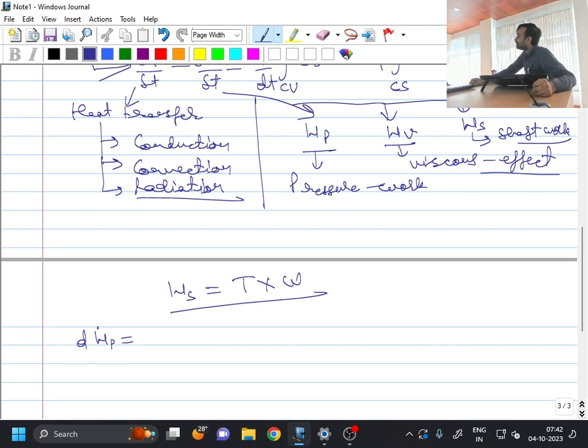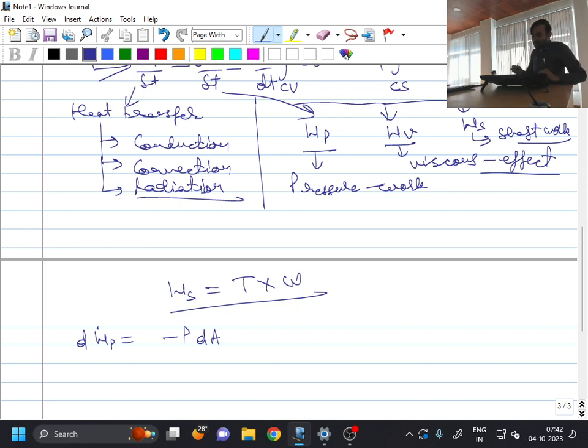It will be nothing but the pressure force acting on any elemental area dA. So what is the pressure force acting on elemental area dA? Minus P into dA. Okay, and this is the force. If I have to find out the rate of work done, then I have to multiply this with velocity. Force times velocity will give me the rate of work done.